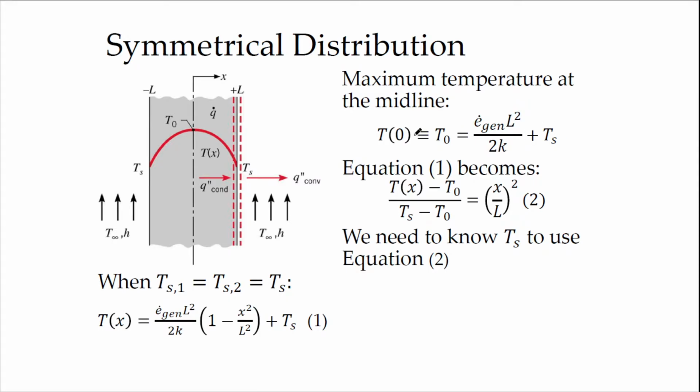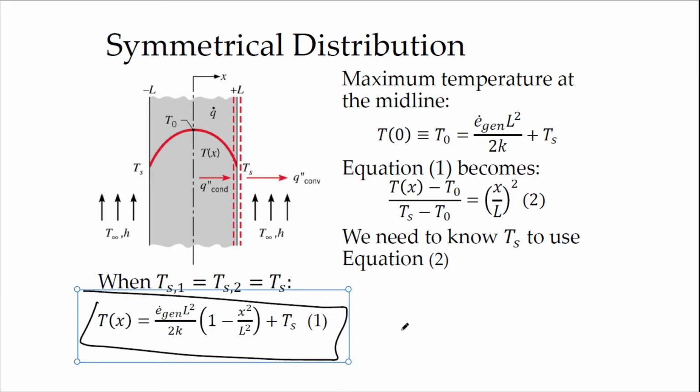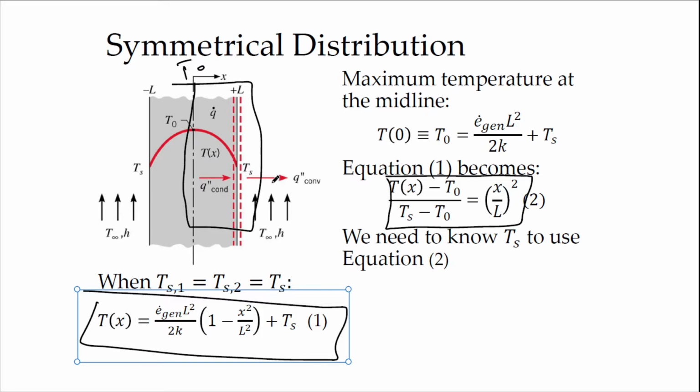Since both walls are identical in terms of boundary condition, this is the equation. We can manipulate this equation, instead of having it from plus L to minus L, we can have only half of it. You arrange your equation, and then you will have this form. In this case, T naught here is the maximum temperature, and Ts is the surface temperature. If you want to know the temperature in between T naught and Ts, you can use this equation.